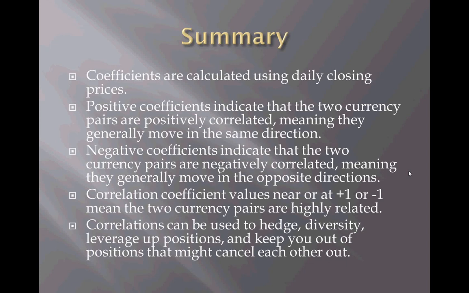Positive coefficients indicate that the two currency pairs are positively correlated, meaning that they generally move in the same direction. Negative coefficients indicate that the two currency pairs are negatively correlated, meaning that they generally move in opposite directions. Correlation coefficient values at or near +1 or -1 mean the two currency pairs are highly related. Correlations can be used to hedge, diversify, leverage up positions, and keep you out of positions that might cancel each other out.